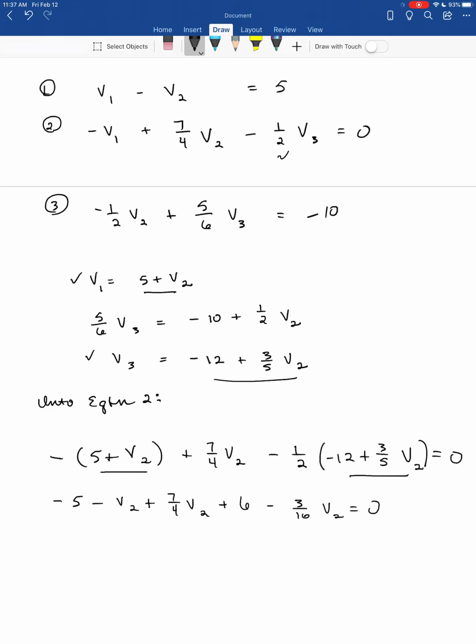So we'll switch to decimals. Let's see, 3/4 is... so this is minus 1 plus 1.75, so out of that we get 0.75 V2 minus 0.3 V2, and I got a minus 5 and a plus 6, so that's a plus 1. So 0.45 V2 is minus 1, so V2 is minus 1 over 0.45.